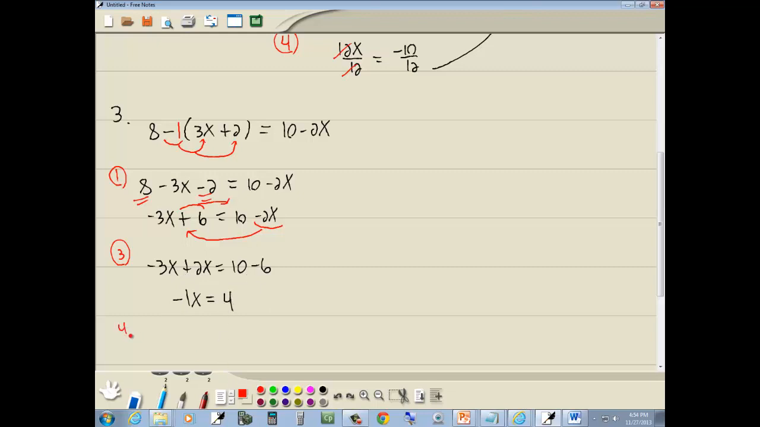Step 4. Divide both sides by the number in front of your x. Well, the number in front of our x is a negative 1. So divide both sides by negative 1.